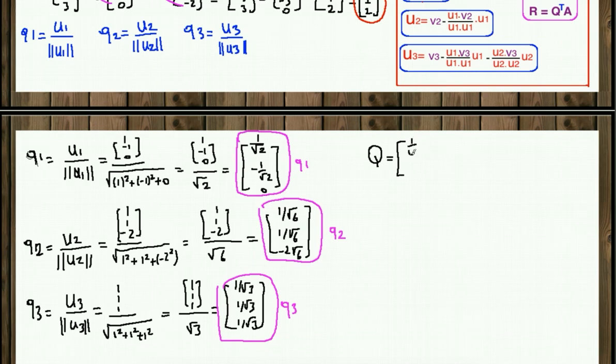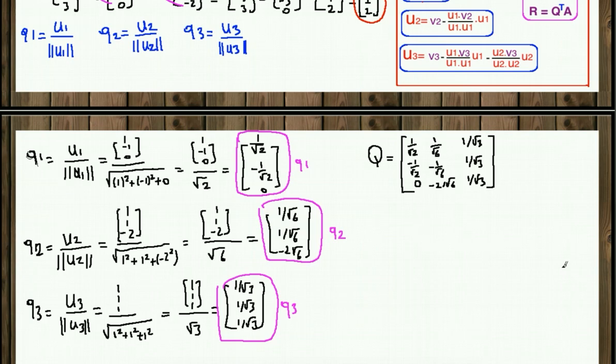and we can make up our matrix Q. So 1 divided by square root of 2, negative 1 divided by square root of 2, and 0. We can draw this later. And our second column is 1 over square root of 6, 1 over square root of 6, and negative 2 over square root of 6. And our third column is 1 over square root of 3. This is our matrix Q.